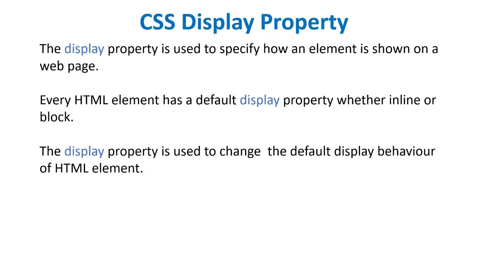The display property is used to specify how an element is shown on a web page. Every HTML element has a default display property, whether inline or block. The display property is used to change the default display behavior of an HTML element. Let's see a quick demonstration.